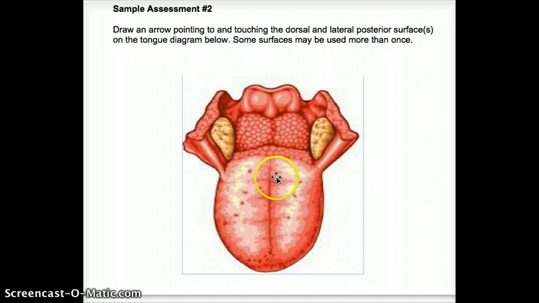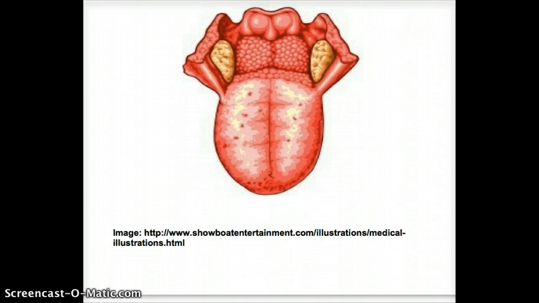So we'll move on down to the image here. Now that we know that the dorsal surface means top of the tongue, you will draw an arrow somewhere here and off to the side label it dorsal surface. And for the lateral posterior surfaces, you can see from the image here that there is a right and left side, and you will label those accordingly. And below the image here, you can see that I have cited and provided a resource for my image.